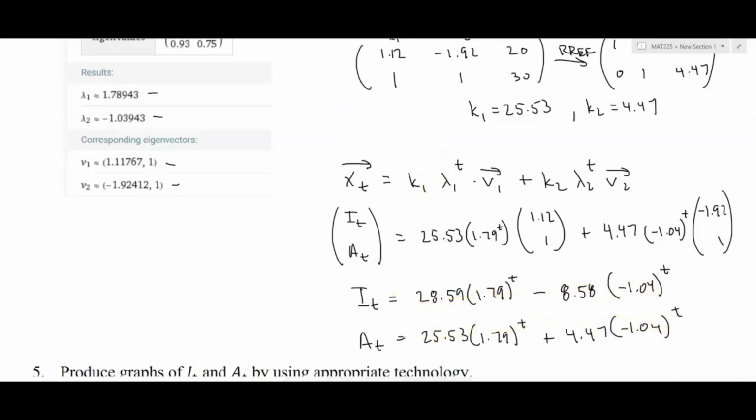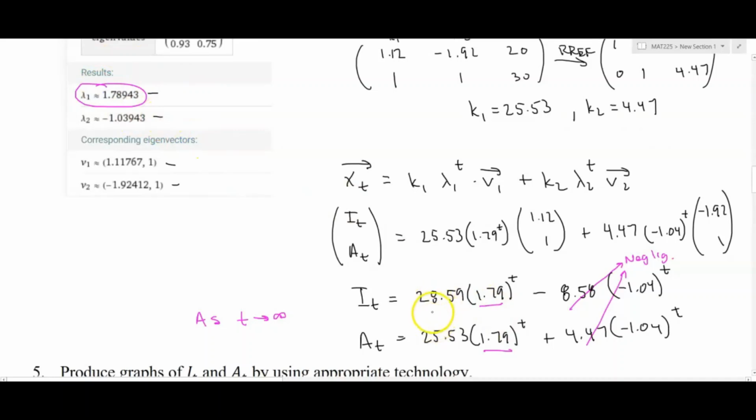So one thing we should notice already is that as t approaches infinity, the term that has the largest base is going to be dominant. Now, we're not saying that these terms go to 0, but negative 1.04 to the t will be negligible in comparison to 1.79 to the t for very large powers. So we're going to say that this is negligible, and this is also negligible. And so over time, we see that the populations are going to grow by a factor of 1.79. So there's going to be a 79% growth rate, and there's our dominant eigenvalue right there.